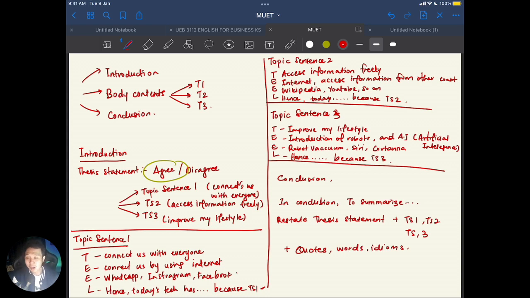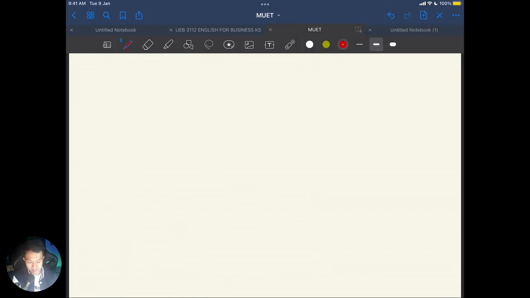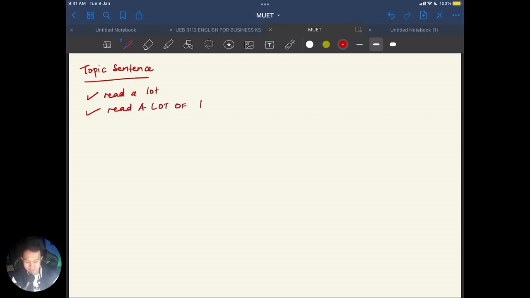Okay, so the next one is, I would like to show you how you want to develop your idea, which is your topic sentence. Okay, let's talk about topic sentence. Usually students struggle in choosing their topic sentence or their ideas because they have less reading. So firstly, of course, you need to read a lot. And by reading a lot, I mean read a lot of facts. We want facts, no cap. I speak Gen Z. Okay, alright.